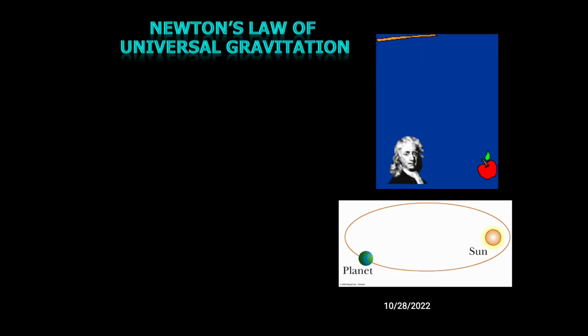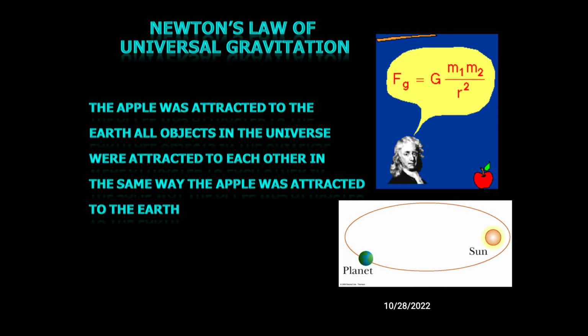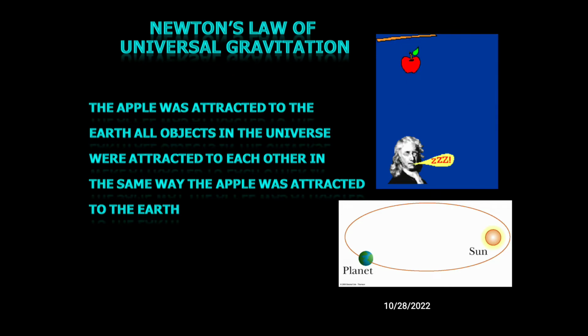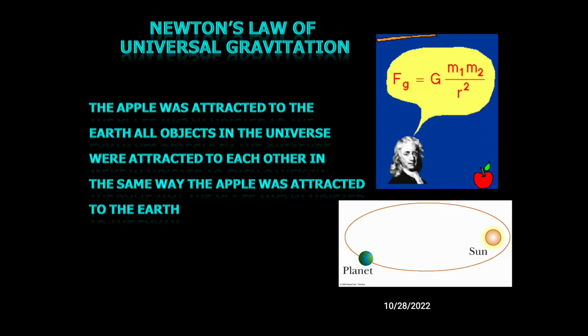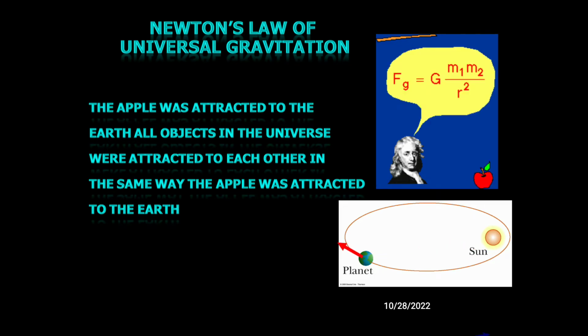Newton's law of universal gravitation. In general, Newton's law explains the gravitation between any two objects in the universe. The apple was attracted to the earth. All objects in the universe are attracted in the same way to each other, just as the apple was attracted to the earth, as shown in the figure. The reason is that the planet revolves around itself and revolves around the sun.